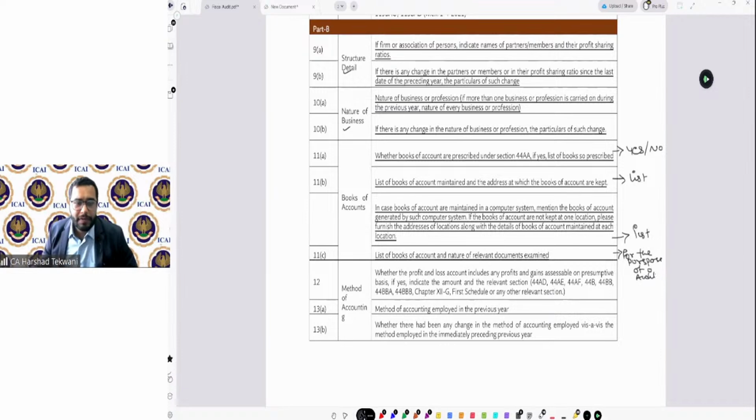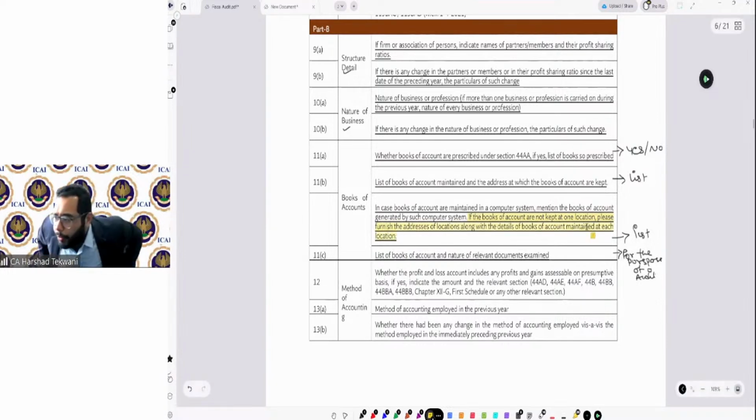Now, the question is that when I say in point number 3 that you need to mention all the locations. So, see, if books of accounts are not kept at one location, please furnish the address of locations along with the details of books of account maintained at each location. Okay. Now, here, if the books of accounts are kept at multiple locations, then you need to mention the details of those multiple locations.